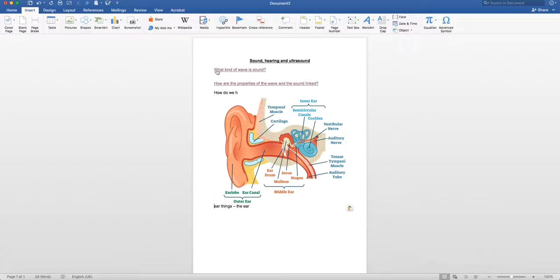So you have what is a sound wave. It's a longitudinal wave. And we've talked again about the compressions and rarefactions, high pressure, low pressure areas. We've looked at the connection between the properties of the wave, the amplitude and the frequency, and the properties of the sound, the loudness and the pitch. We've looked at how the ear actually works, and we've looked at some of the issues we can have with the ear.